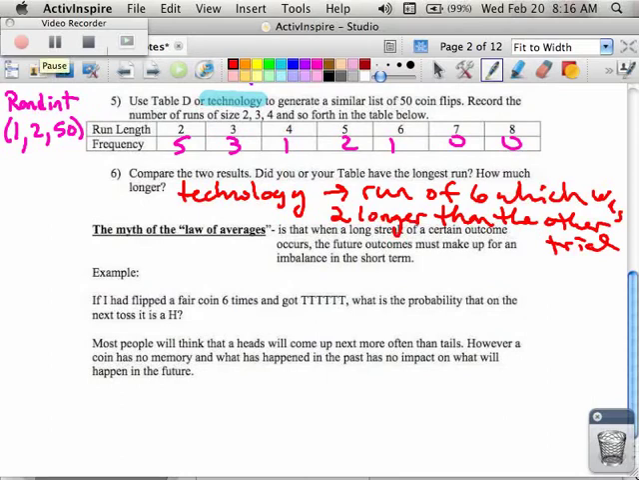Second myth. The law of averages is when a long streak of a certain outcome occurs, the future must make up for the imbalance. And that was what I was talking about a little bit ago, that if we all took a coin and flipped it, the 30 of us, there is a likelihood that somebody might flip 10 heads in a row. Does that mean somebody in the class has to flip 10 tails? Nope, it doesn't. That's a myth. It could happen, but it doesn't have to happen, excuse me.